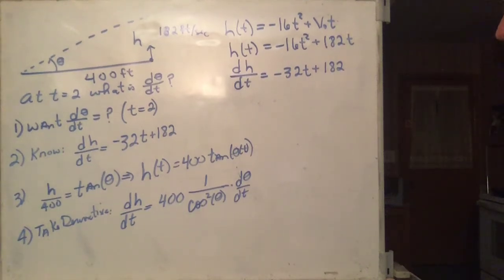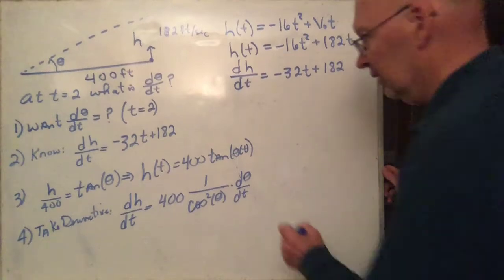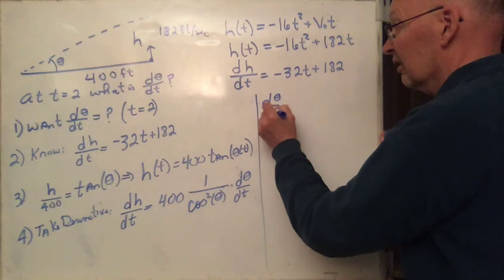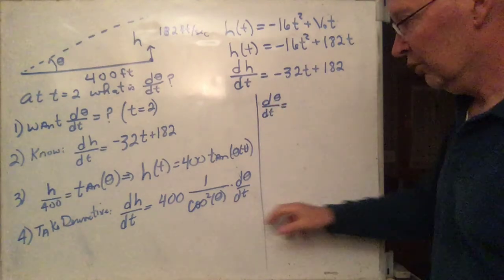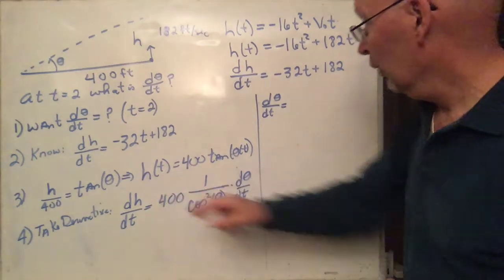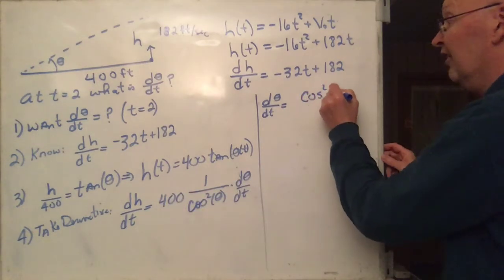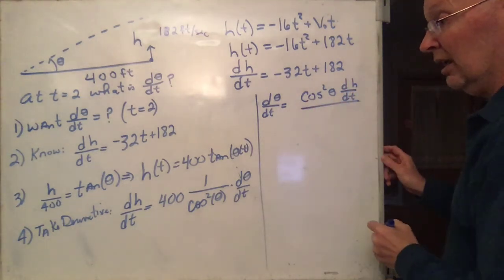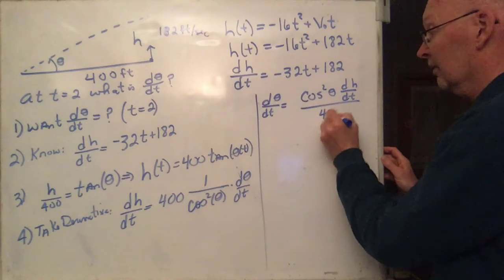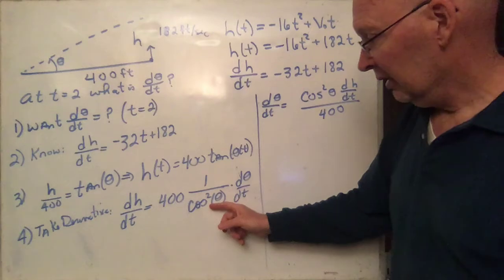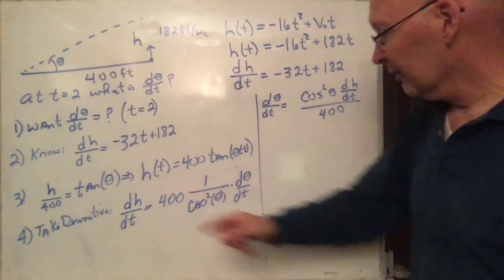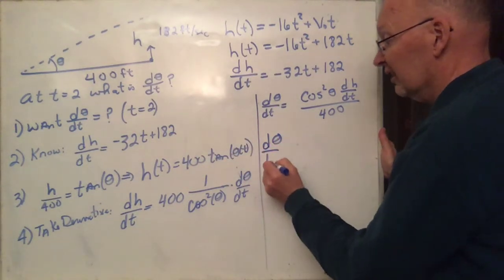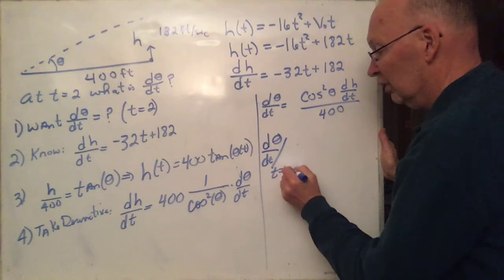Okay? So now we can solve it for d theta/dt, and I'm going to be running out of room here. I think I have room here. I'm going to get d theta/dt is equal to cosine squared of theta times dH/dt, all divided by 400. Is that right? And finally, we want this at time equal to 2. So d theta/dt at time equal to 2.